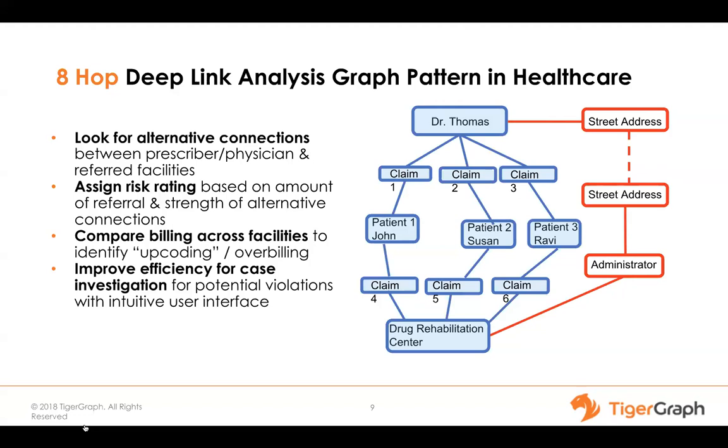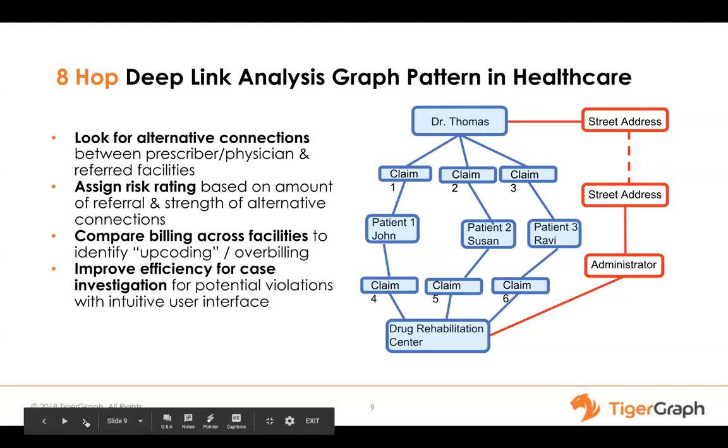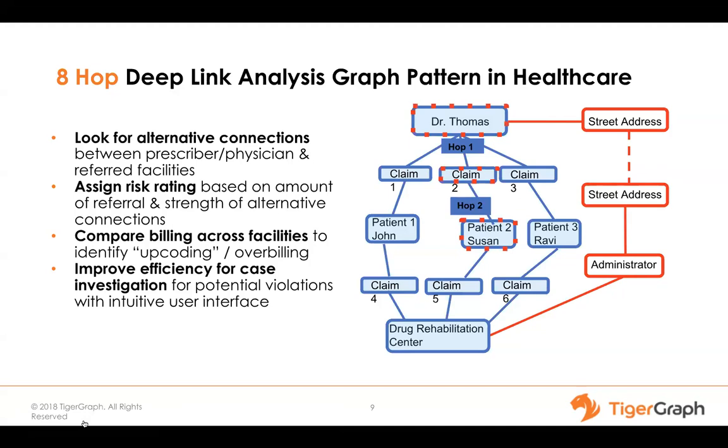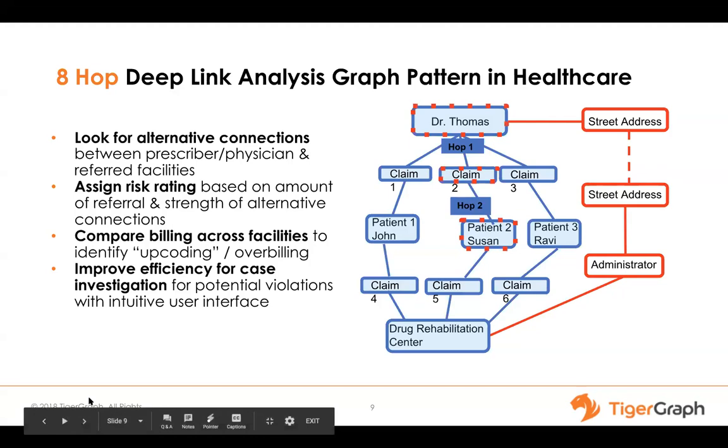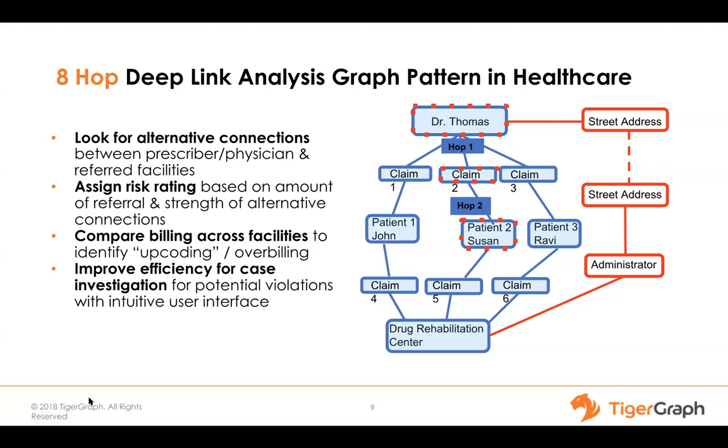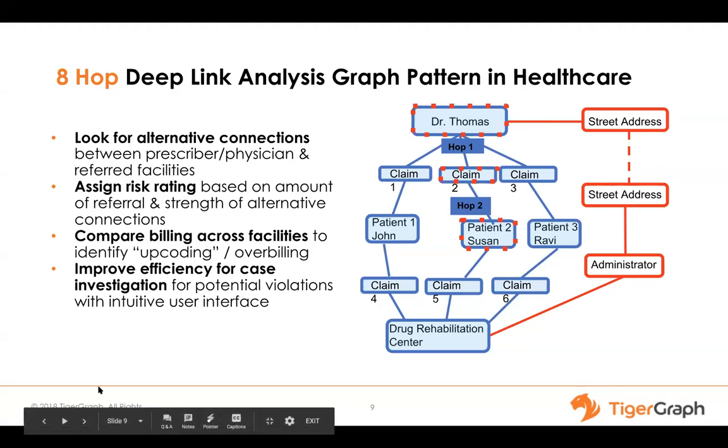What is the outcome and business value from using deep link analysis here? It actually helps you reduce improper referrals and improve the quality of care for members. Let's link back to the crawl, walk, and run example. If you look at the chart, finding out the claims that Dr. Thomas prescribed is the first hop, and finding out the patients that Dr. Thomas is seeing is hop 2. And those are a crawling example.